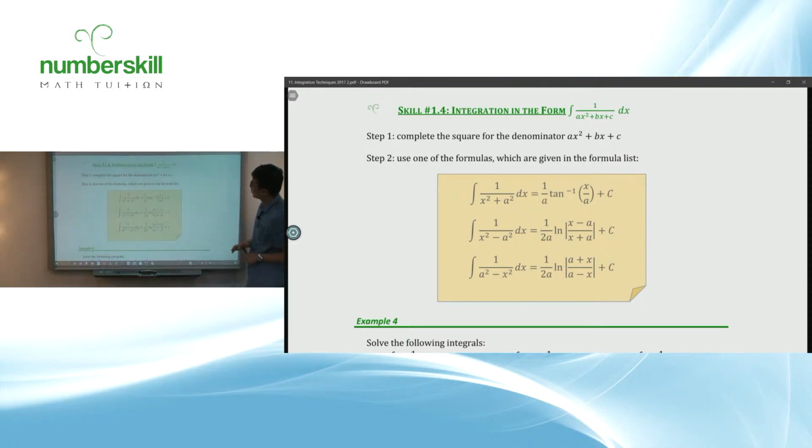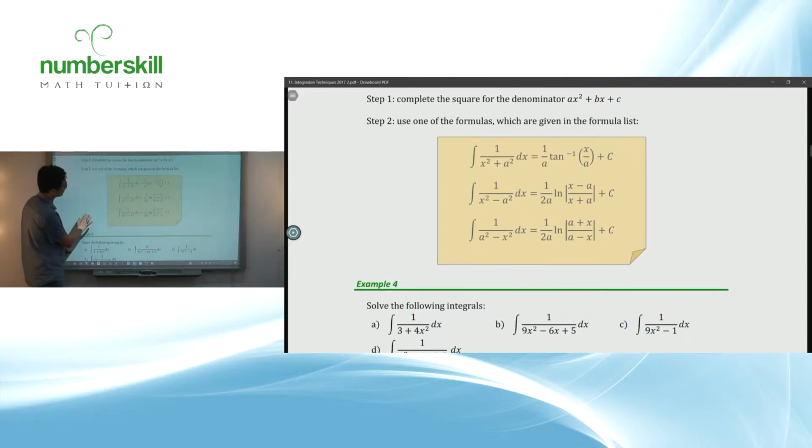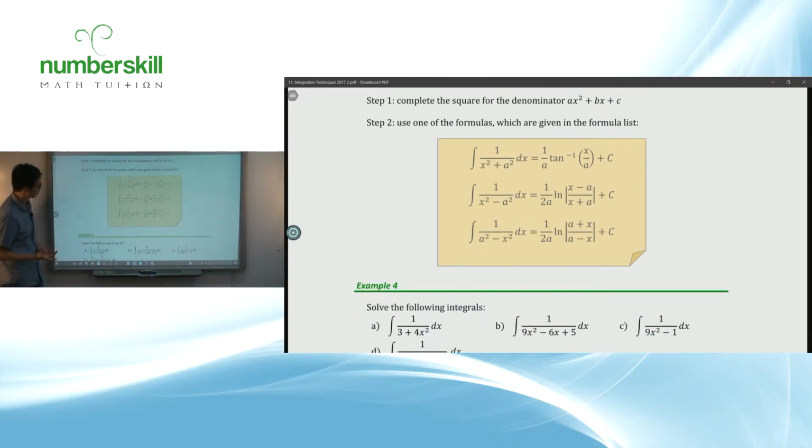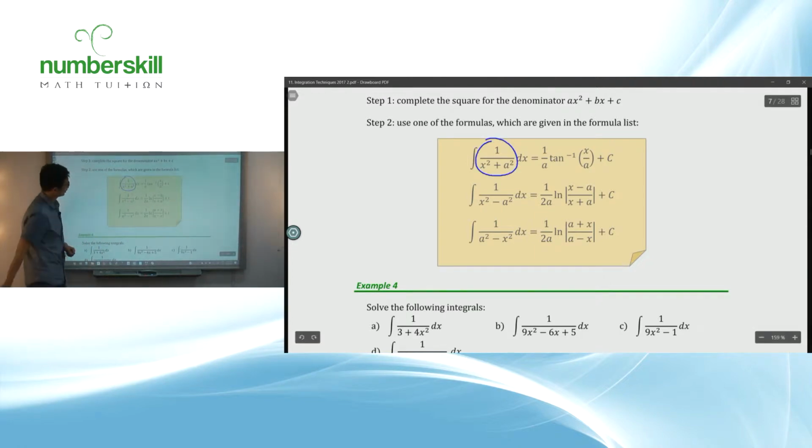So integration in this form. All right, so we talked about some formula before. Now we're going to talk a bit about more formula. If you look at this, this is quite a unique situation that we find ourselves in, when you want to integrate a fraction whereby the numerator is a constant and the denominator is a quadratic. Now bear in mind, the denominator is a quadratic, can come in different forms.